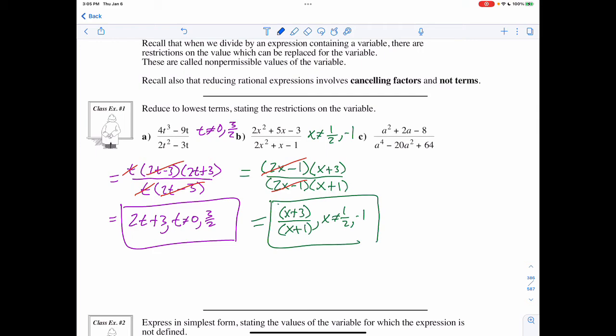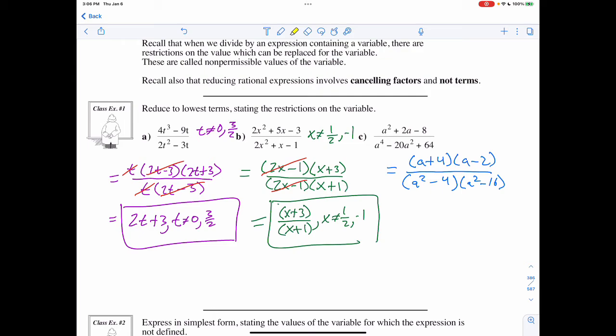Moving on to example C, I'm going to factor the top and the bottom. When I factor down the top, I'm going to wind up with a plus 4 and a minus 2. And if I do the bottom using inspection, then I get the a to the 4 from a squared times a squared. And then the two numbers that have a product of 64 but add up to negative 20 are negative 4 and negative 16.